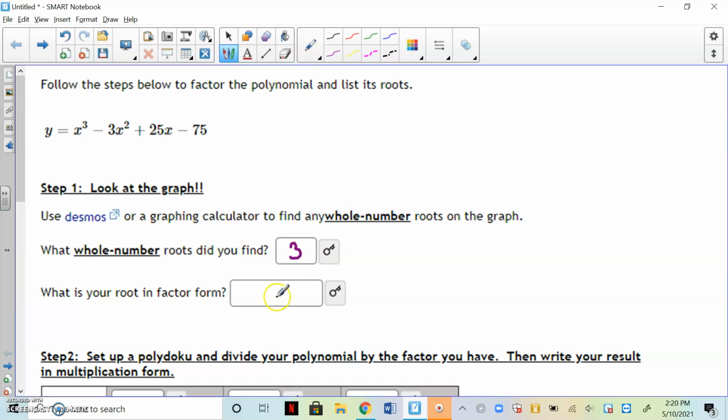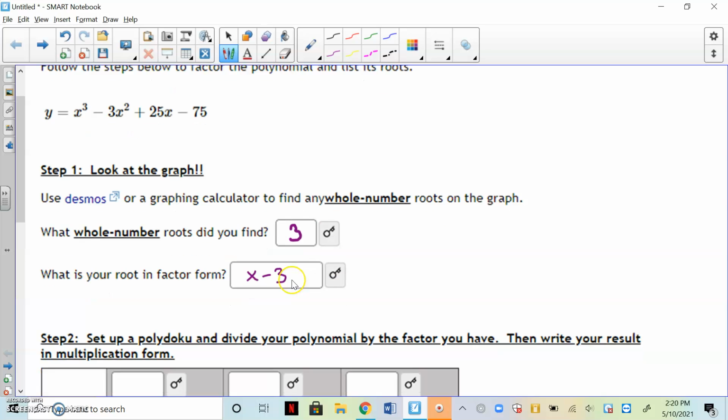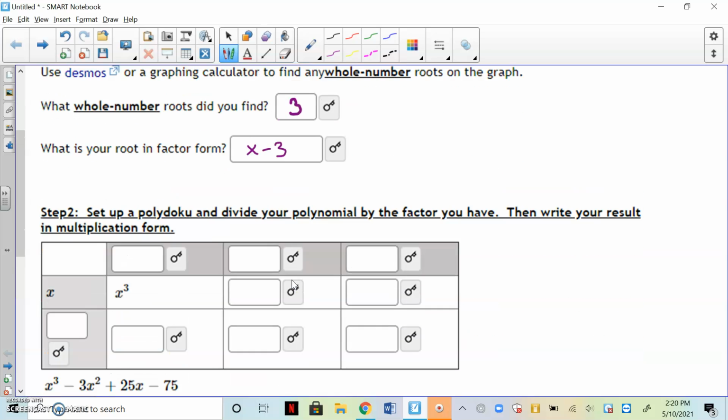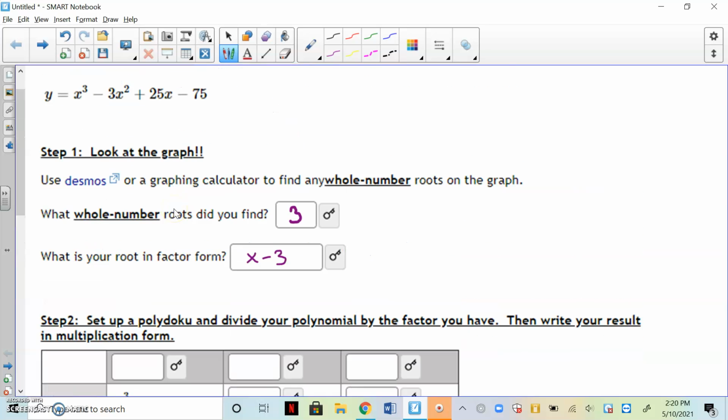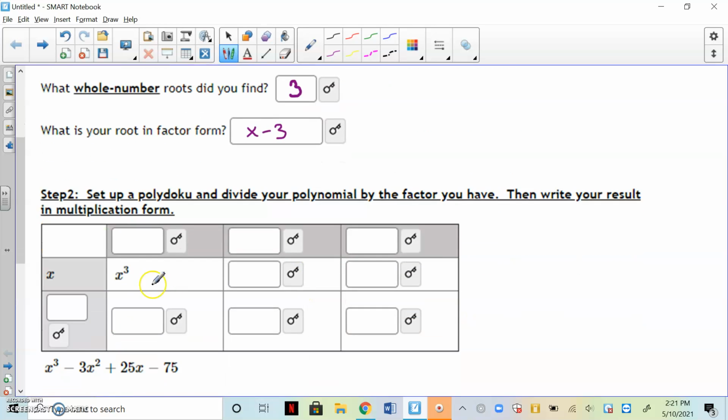All right, and if I have a root at 3, then I'm going to have a factor of x minus 3, because remember, your signs have to be opposite. If this is positive, this is going to be a minus. If this was a negative, then this would be a plus. All right, so next up, we're going to divide our polynomial by one of the factors that we know we have so that we can find the rest of our factors. So let's set up over here.